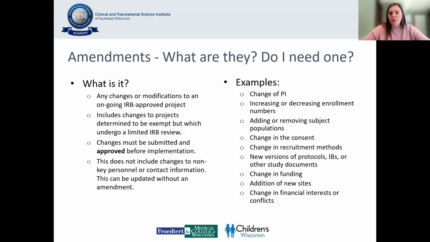And then we just have some examples of things that would need an amendment. If you were changing your PI, increasing or decreasing your enrollment numbers, changing consent forms, recruitment methods, or adding new sites, any of that kind of stuff all needs to be submitted as an IRB amendment. Next slide.